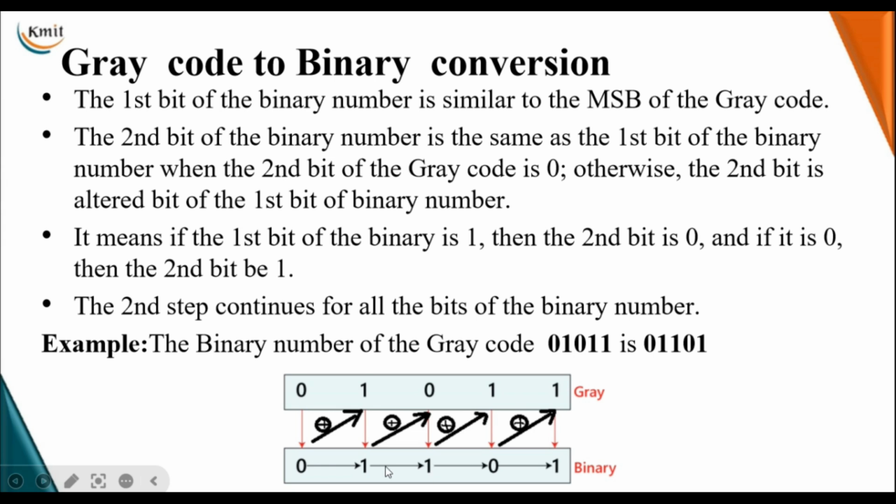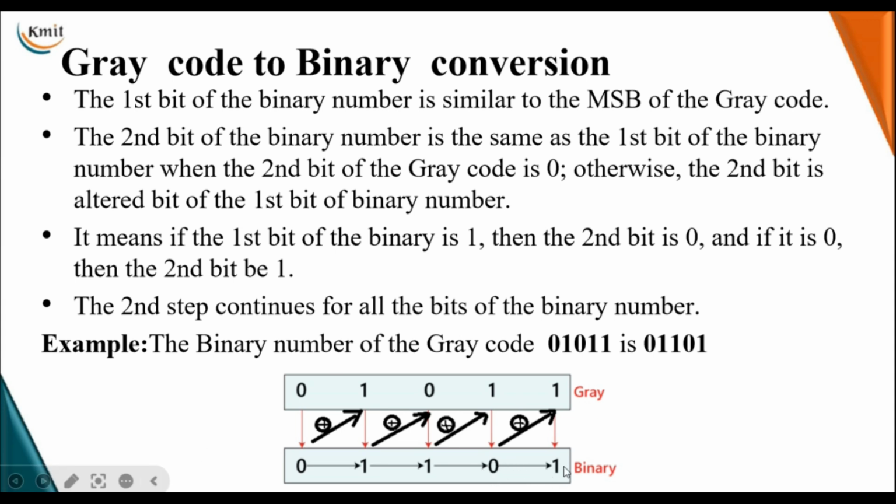Now to obtain the third bit of your binary, perform the exclusive OR operation between the second bit and the third bit of your gray code. So 1 exclusive OR of 0 is 1. To obtain the fourth bit of your binary, we need to perform the exclusive OR operation between the third bit of binary and the fourth bit of your gray code. So 1 exclusive OR of 1. Both are the same in magnitude, both are logical level 1. So hence we obtain a logical 0 as the fourth bit.